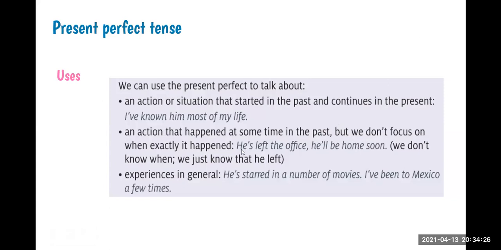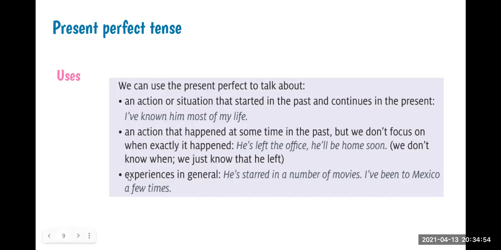Okay, for example, he left the office. He will be home soon. We don't know when. We just know that he left. The same with Vanessa's example. We don't know when she did her workbook. Okay, but we know that she has done it. We don't know exactly the time when this action happened.